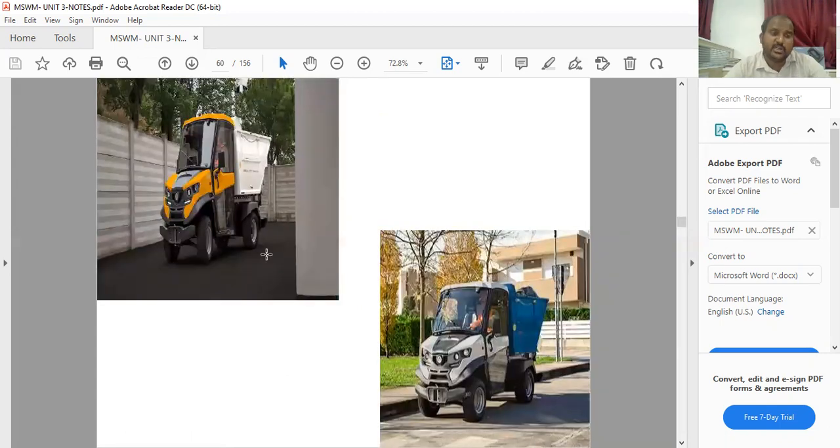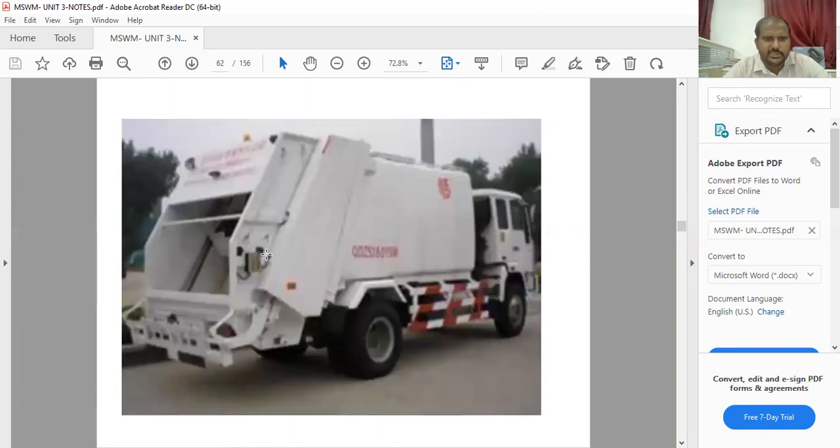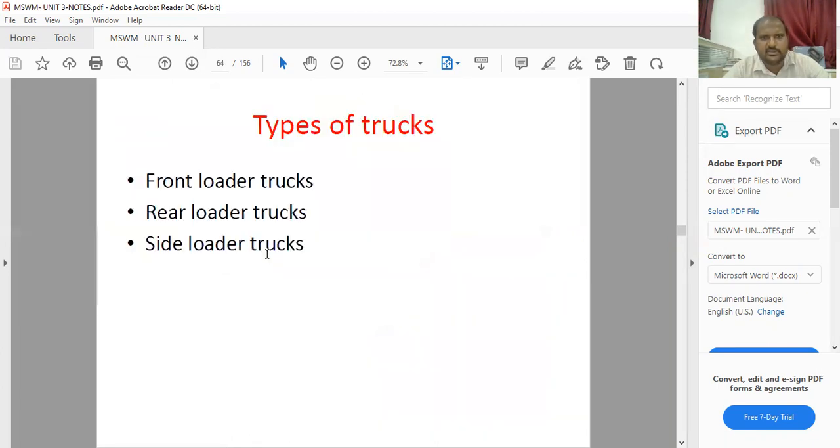So these are some examples of long range vehicles. Long range non-compactor vehicles have a capacity of 10 to 12 meter cube for 12 kilometer, 2 to 4 trips per day, covered to prevent spilling of waste, and the body is modified where it is raising the size. They need more fuel and a high capital cost. And these are some examples of long range vehicles.